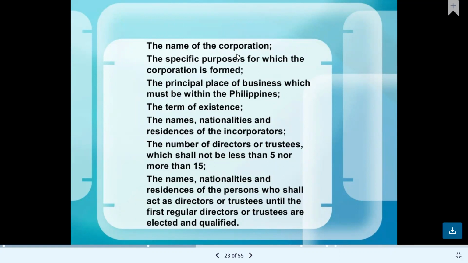these particular items or details. First, you have the name of the corporation, the purpose for which it is formed, the principal place of business, which must be within the Philippines, the term of existence, so for how many years, the names, nationalities, and residences of the incorporators, the number of directors or trustees, which shall not be less than 5 nor more than 15, and the names, nationalities, and residences of the persons who shall act as directors or trustees until the first regular directors or trustees are elected and qualified.